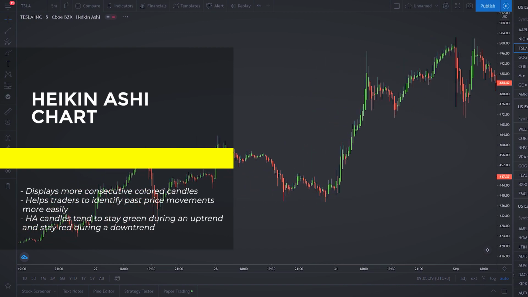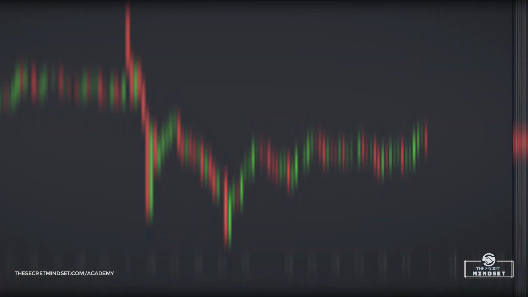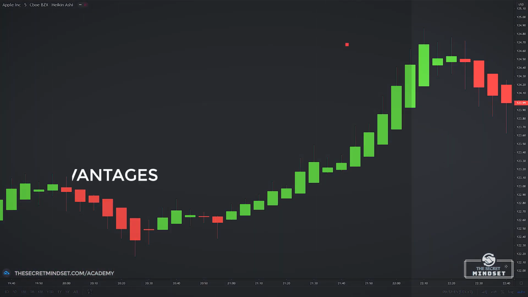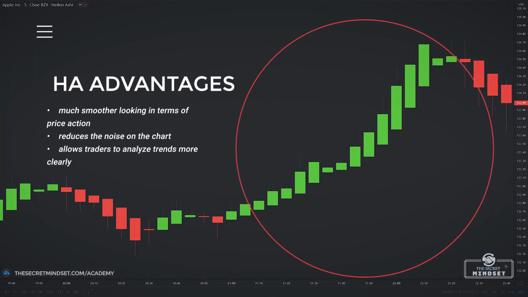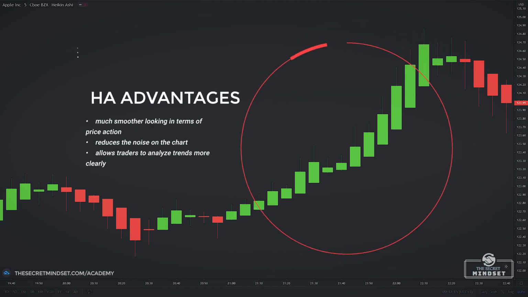This is in contrast to traditional Japanese candlesticks that alternate color even if the price is moving strongly in one direction. A Heikin Ashi chart is much smoother looking in terms of price action. This is why many traders prefer to use the Heikin Ashi candles, since it reduces the noise on the chart and allows them to analyze trends more clearly.